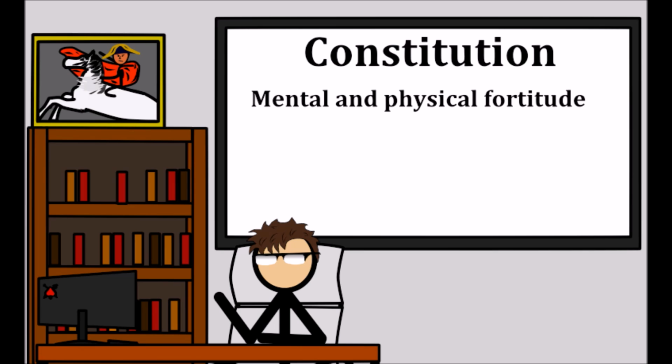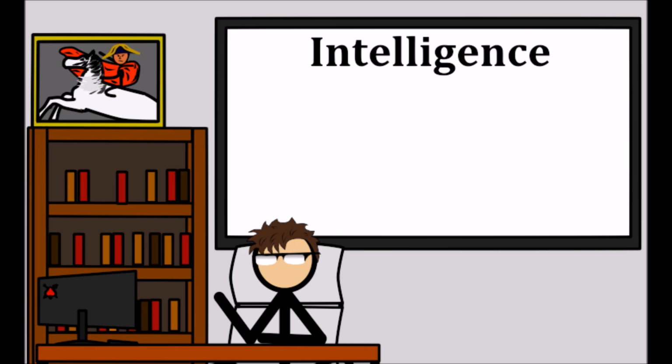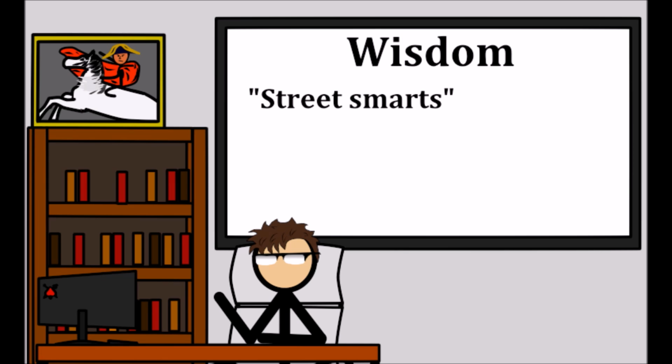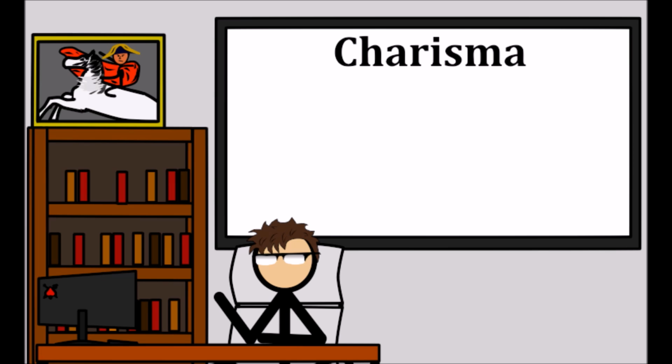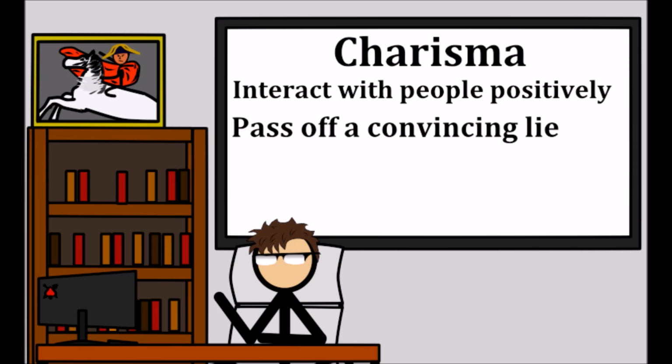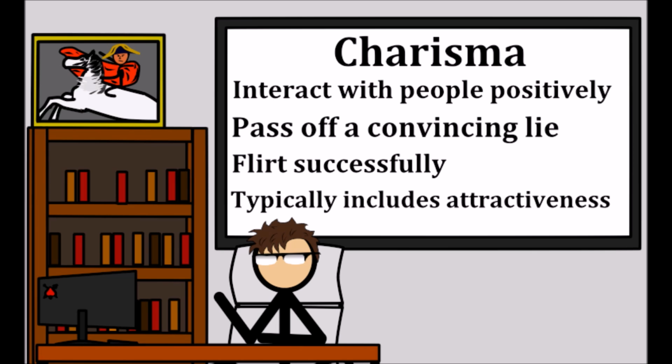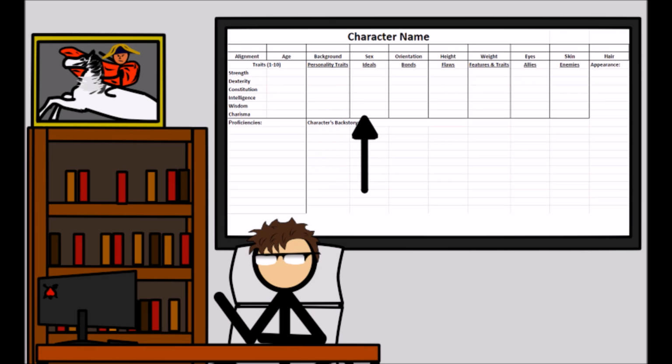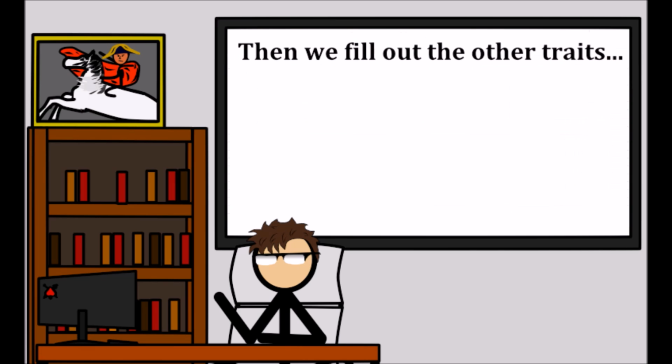intelligence, this is more of a book smarts, wisdom, which is more of a street smarts, this also includes strategy and foresight, and lastly there's charisma, which is their ability to interact with people positively. Can they pass off a convincing lie or flirt with other characters well? This typically includes attractiveness.